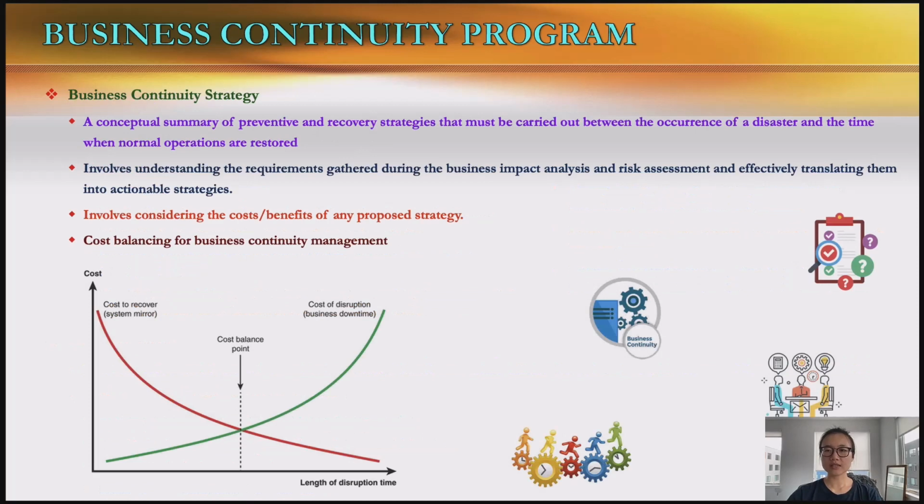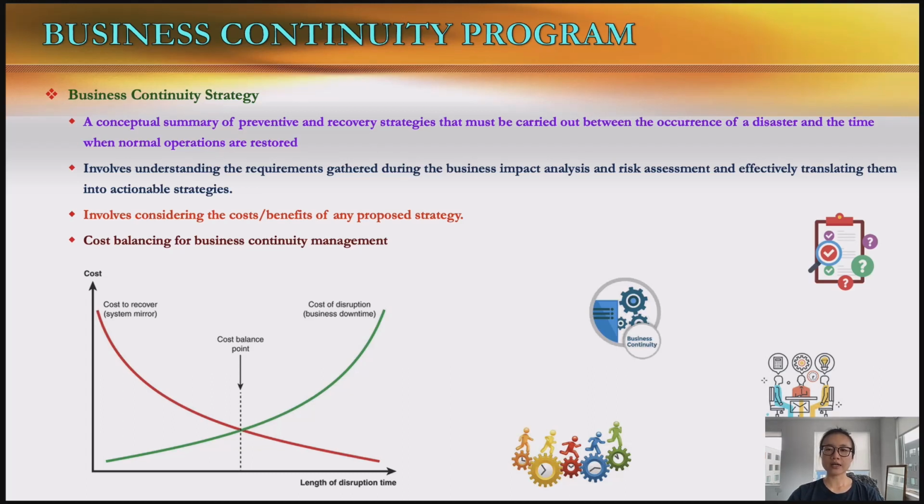A business continuity strategy is a conceptual summary of preventative and recovery strategies that must be carried out between the occurrence of a disaster and the time when normal operations are restored. The design of a business continuity strategy involves understanding the requirements gathered during the business impact analysis and risk assessment and effectively translating them into actionable strategies. Furthermore, it involves considering the cost and benefit of any proposed strategy.